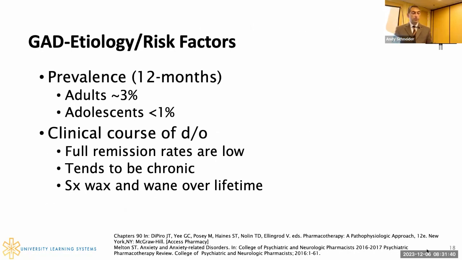Prevalence, adults 3%. Clinical course, depression, full remission rates are low. And this is extremely important because when you're talking to a patient, they expect complete resolution of symptoms. And sometimes those expectations are impossible. You're rarely ever going to get rid of all of your anxiety symptoms. It's just not going to happen. So it's very important that when you start off talking with your patient, you come up with some reasonable expectations.